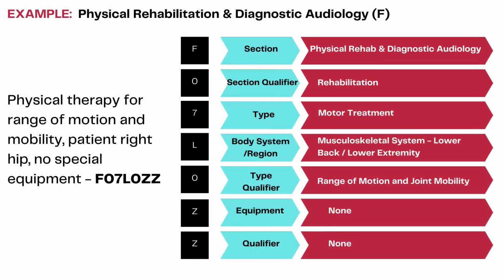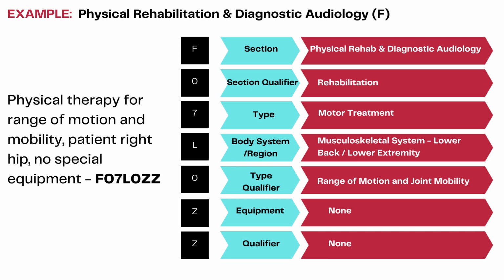Now, this is an example of coding physical therapy for range of motion and mobility of the patient's right hip. This is from the physical rehab section as such. So the section value is F, which is physical rehab and diagnostic audiology. Then the section qualifier is rehabilitation 0. Then the type is motor treatment. Body system or region is musculoskeletal system and lower extremity for the body part as such. Then the qualifier type is range of motion and joint mobility. The equipment used is none and the qualifier is none.